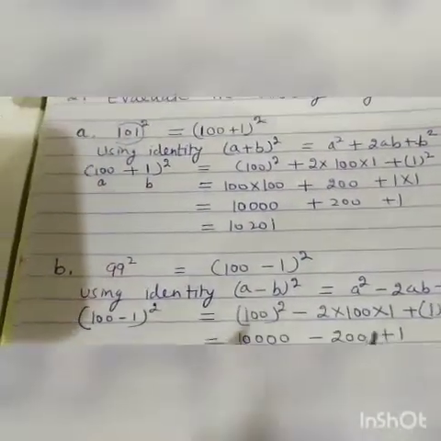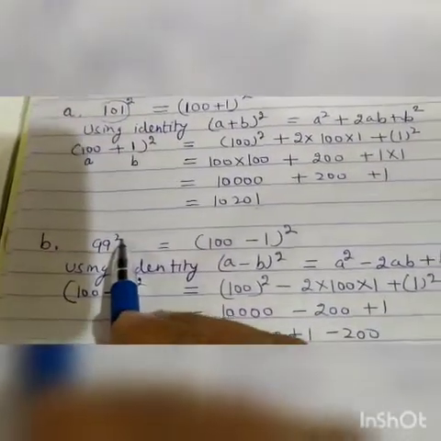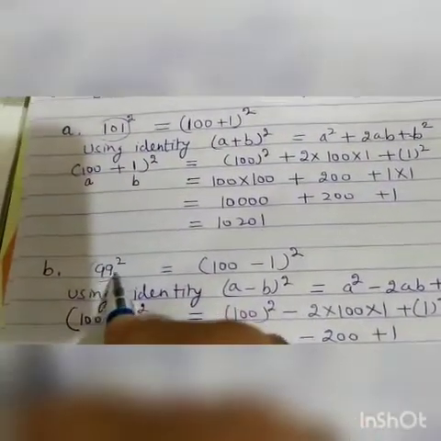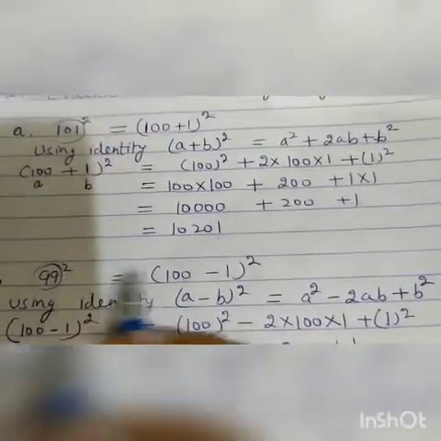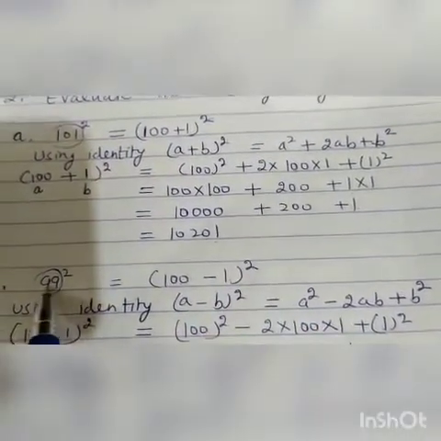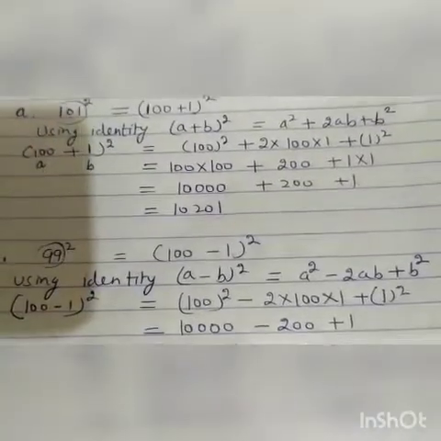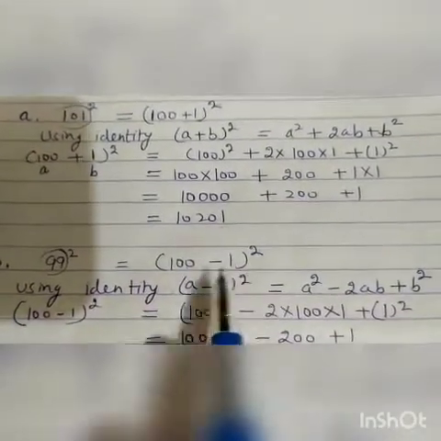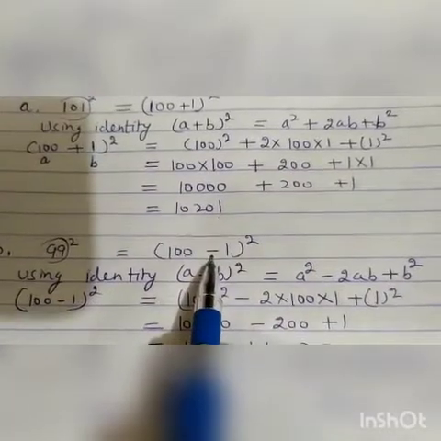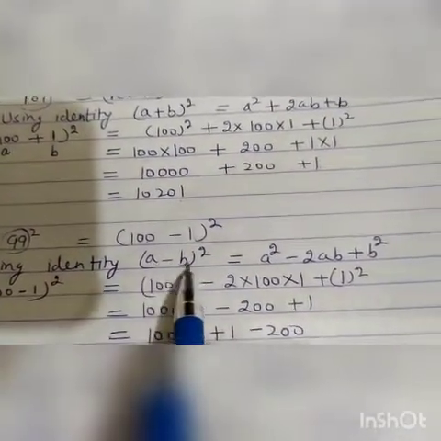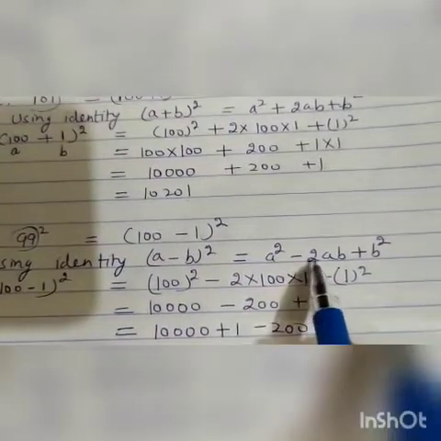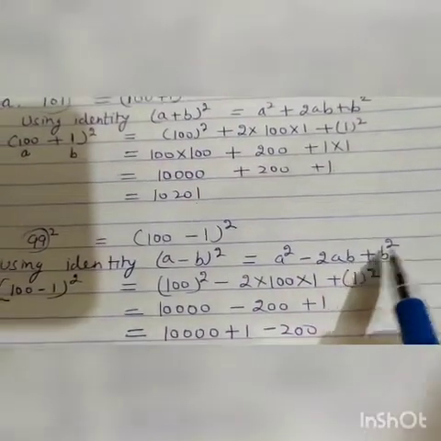Next, B part, 99 square. Now this 99 can be written as 100 minus 1 and this square is here. So 99 square can be written as (100 − 1)². Here the sign is minus, so we will use the second identity. Using the identity, (a − b)² is equal to a² − 2ab + b².